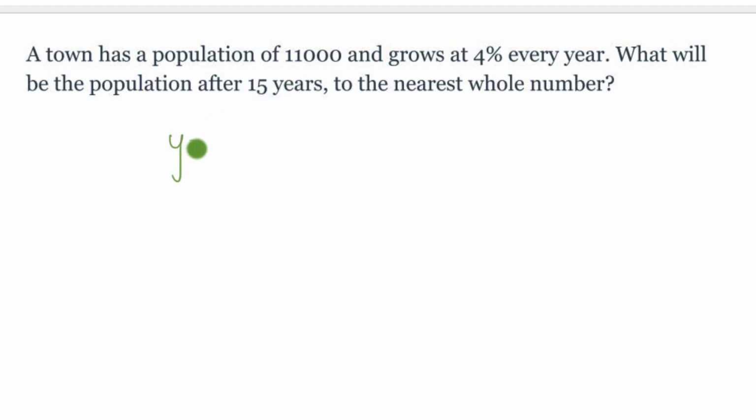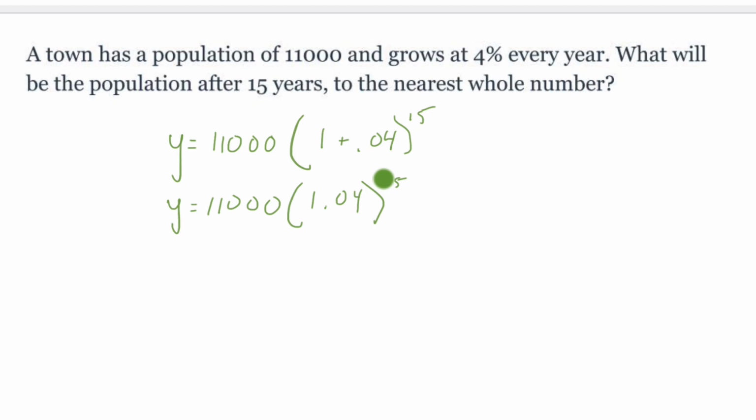We know that y equals our starting value of 11,000, times 1 plus, because it's growing, and 4% is 0.04. I'm going to raise that to 15 years. So our growth rate is 4%, 0.04. Our growth factor is 1.04. Remember, we want this to the nearest whole number.